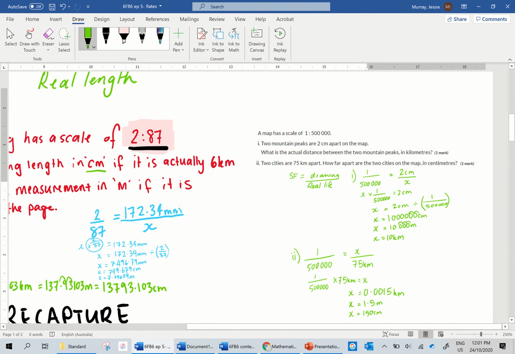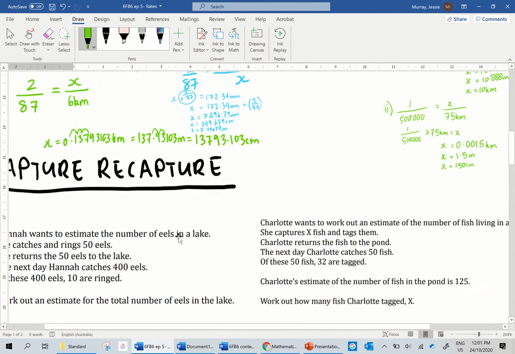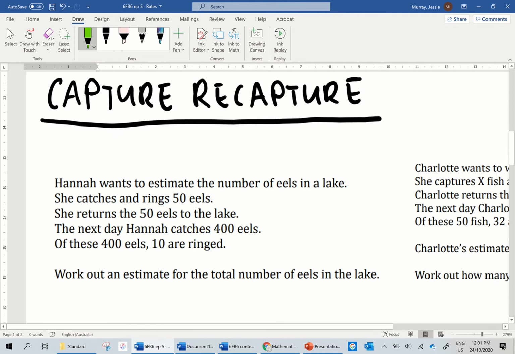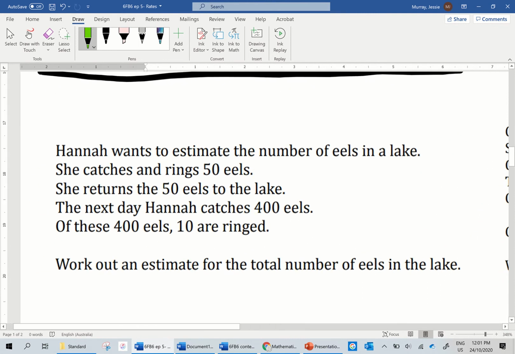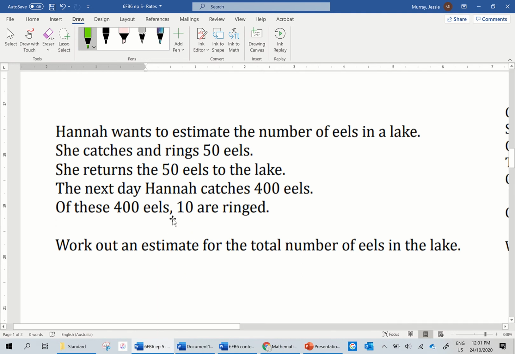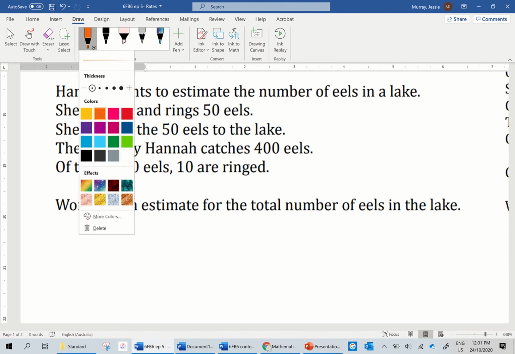All right, capture, recapture. Okay, so first thing to do, it's going to be very similar skills of what we just did, okay? If you are confident, you can pause the video here and then see how you go. Otherwise, let's have a look. This is how I always do my capture, recapture questions.